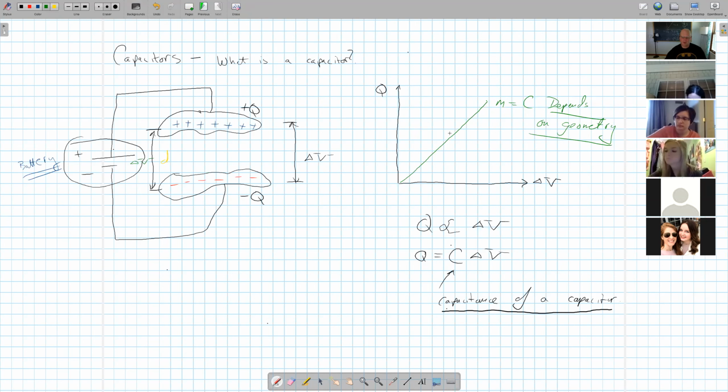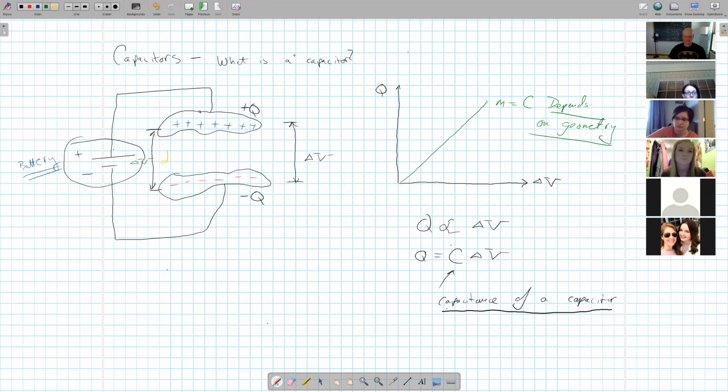So it doesn't matter how much potential I put or how much charge I put on there, because those two things are related to each other. It only depends on the geometry. And that's actually what you're testing in the first part of this lab here, but we'll talk about this a little bit more.